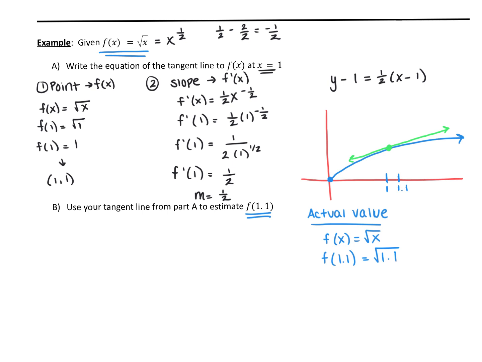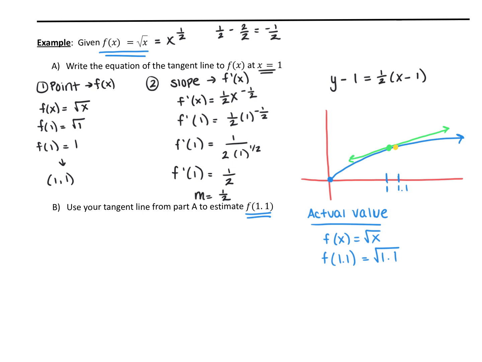And really 1.1 is super duper close, so it's probably going to be right here. So how close is that, right? That's a good approximation of the value of the function because it's right on there on that tangent line. So how do we do that?